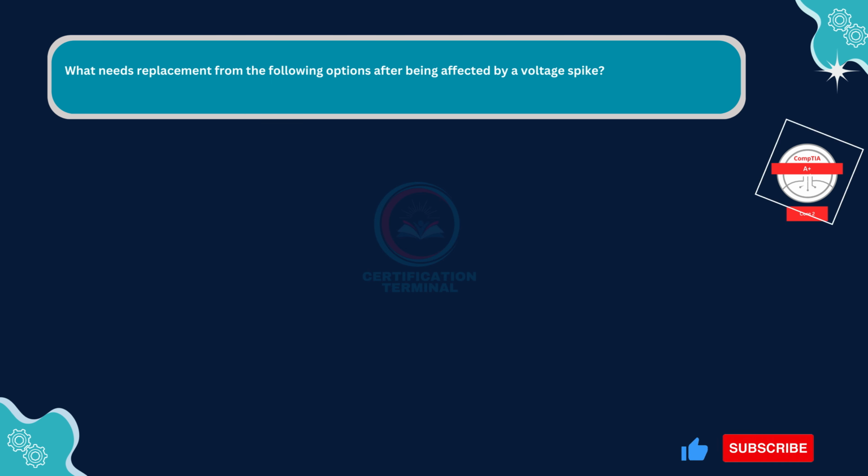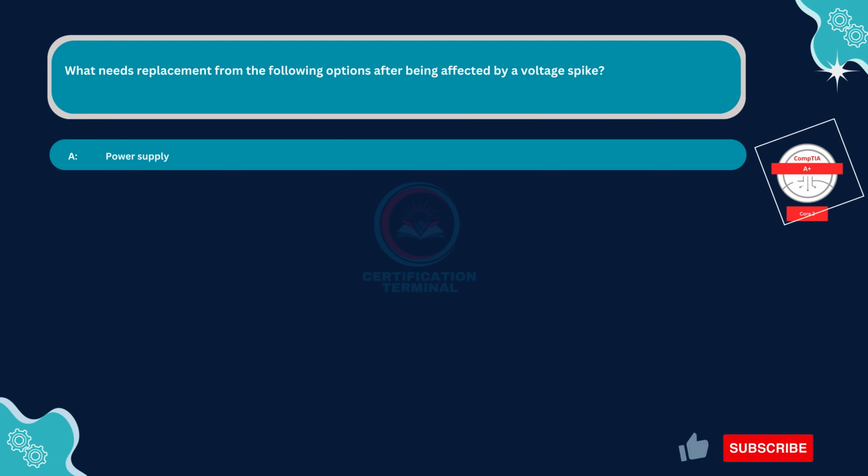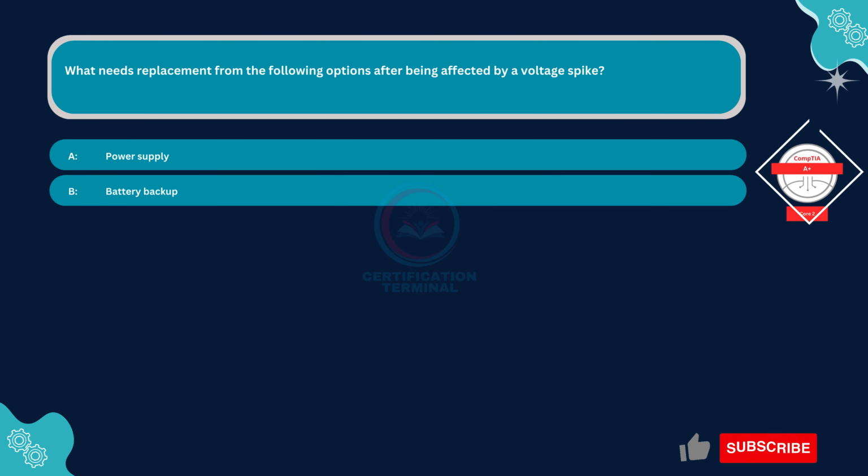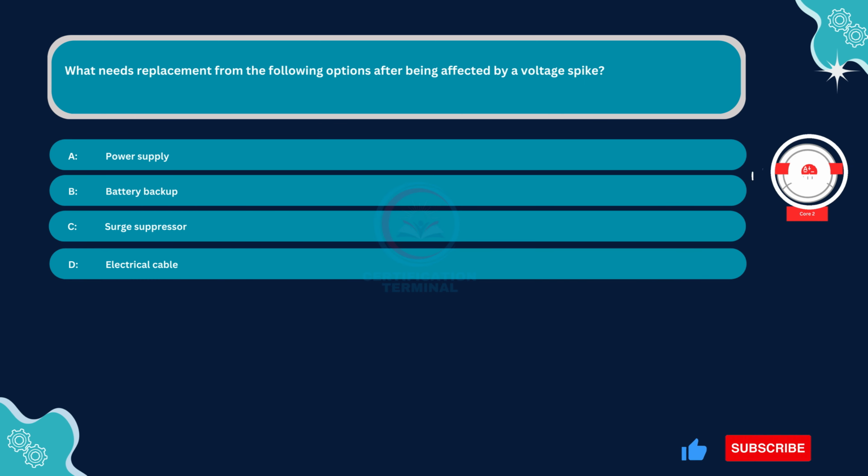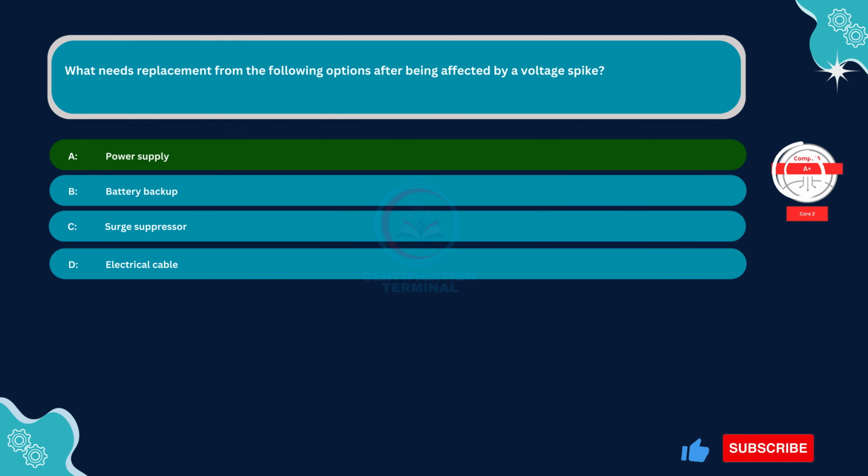Next question. What needs replacement from the following options after being affected by a voltage spike? Option A, power supply. Option B, battery backup. Option C, surge suppressor. Option D, electrical cable. The correct answer is Option A, power supply.